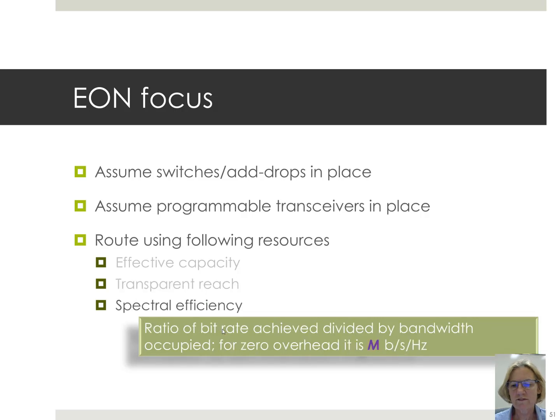And finally, the spectral efficiency. And of course, that's by definition the ratio of the bit rate achieved divided by the bandwidth occupied. If I have zero overhead, then that would be log 2 M bits per second per hertz, where M is the number of symbols in the constellation.